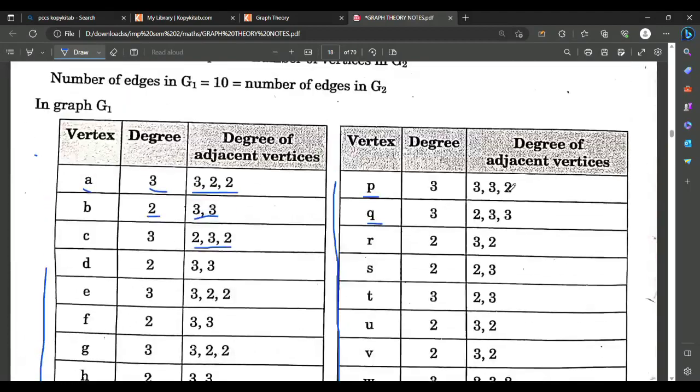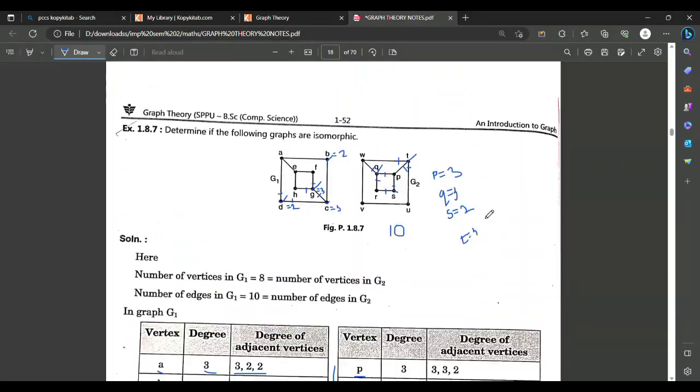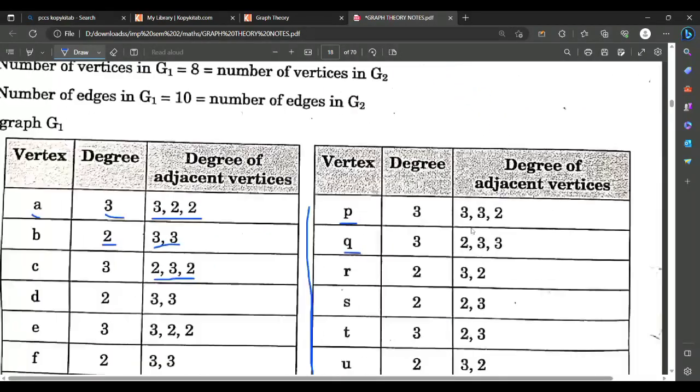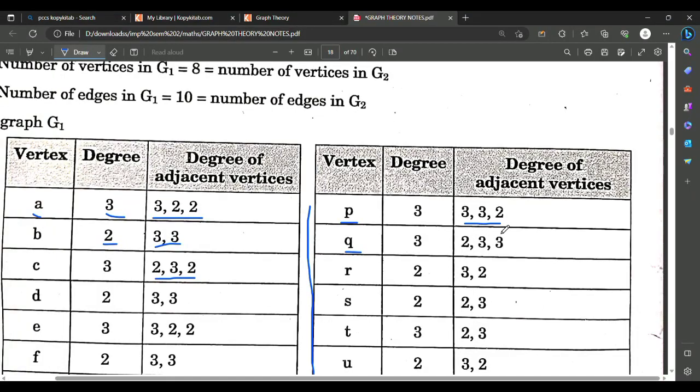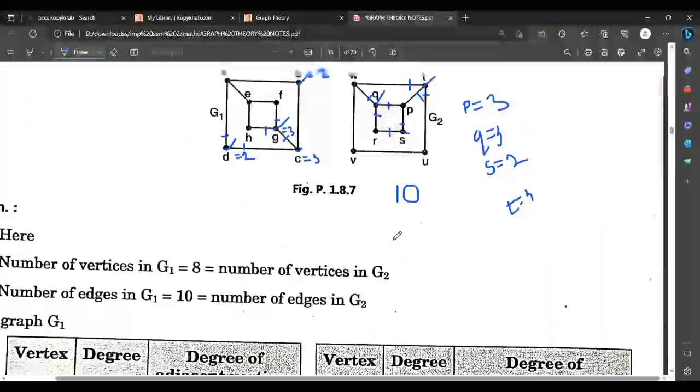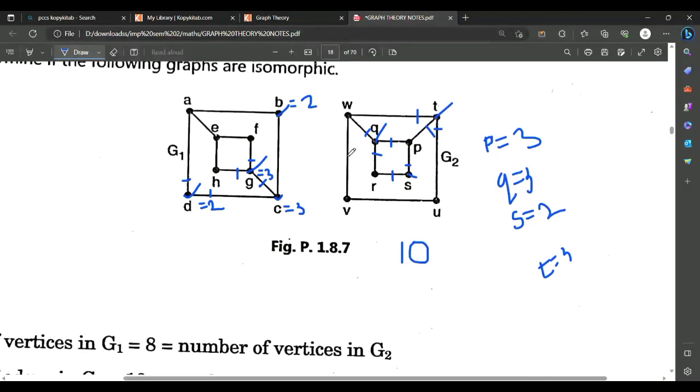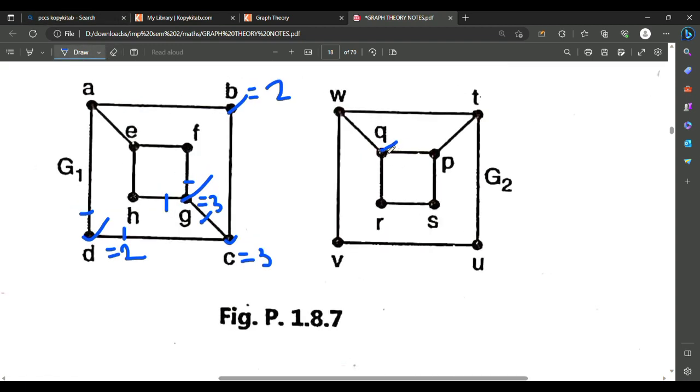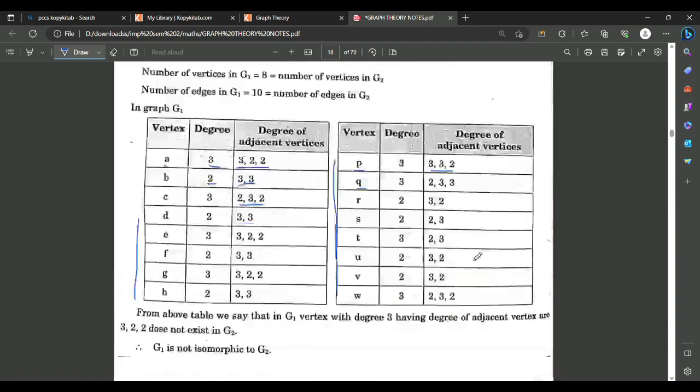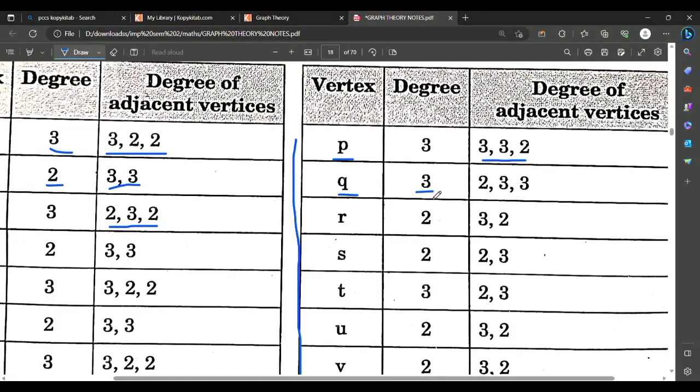Now here we will see 3, 2, 3. That is 3, 3, 2. Now for Q we will see Q has a degree 1, 2, 3. Therefore Q is equal to 3. We will write that here as 3.